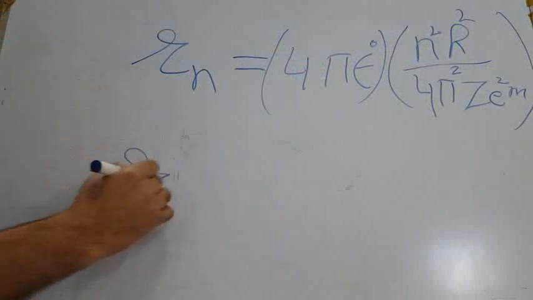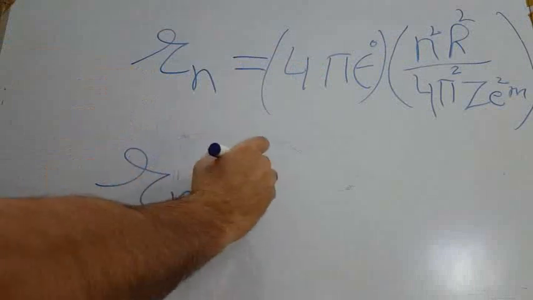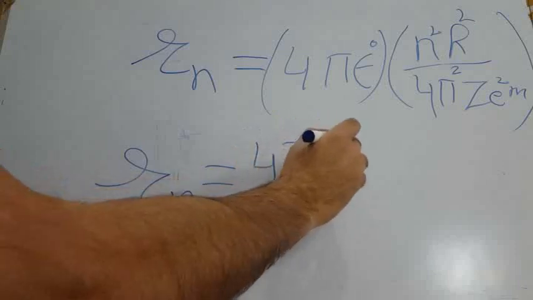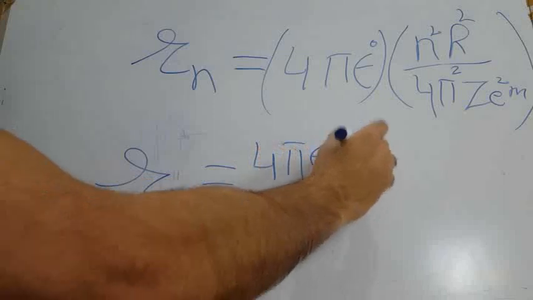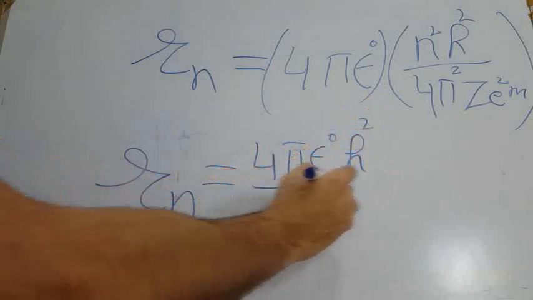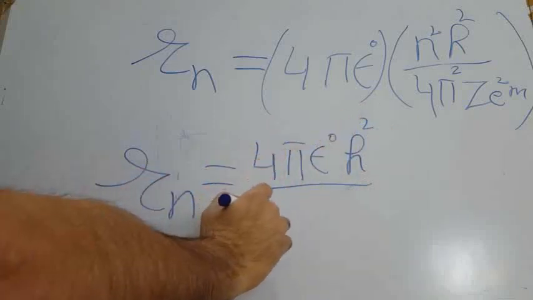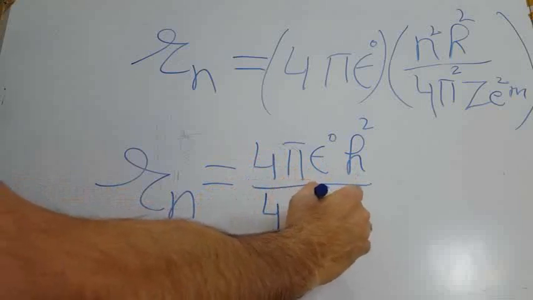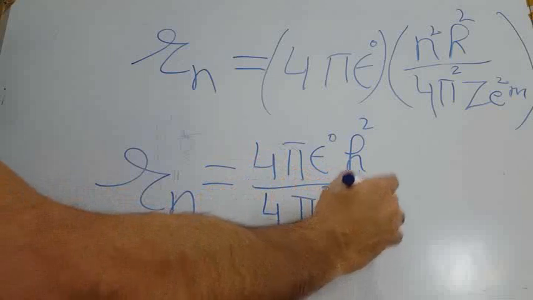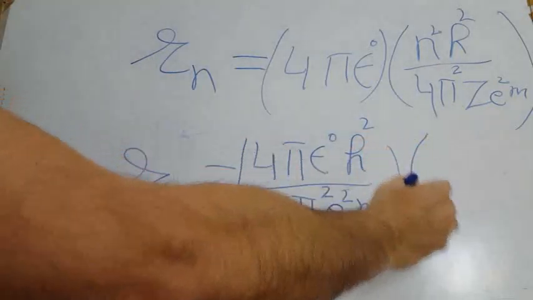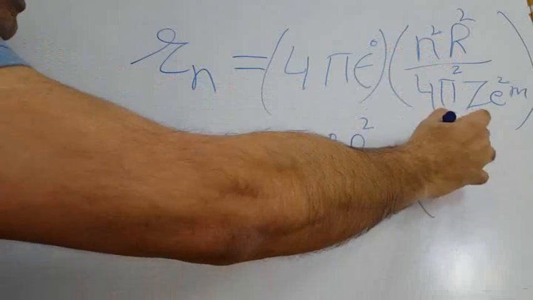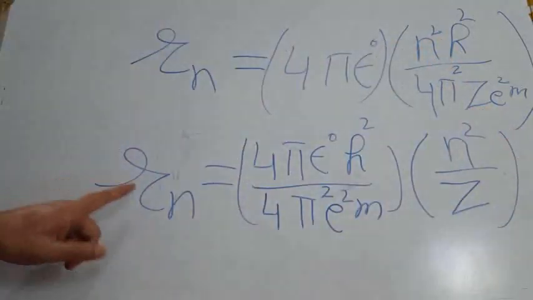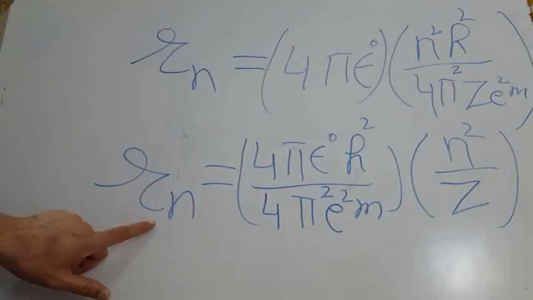Here we can rewrite that Rn is equal to 4 pi epsilon 0 h square upon 4 pi square e square m, and what is left is n square upon z. That's how this Rn can be calculated.